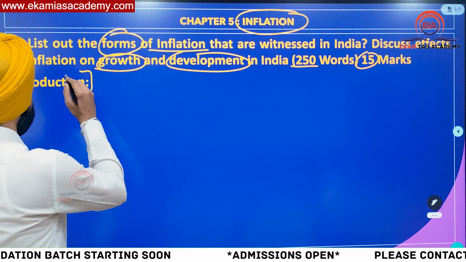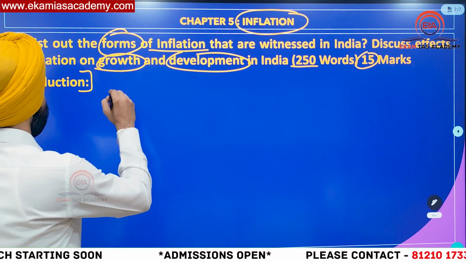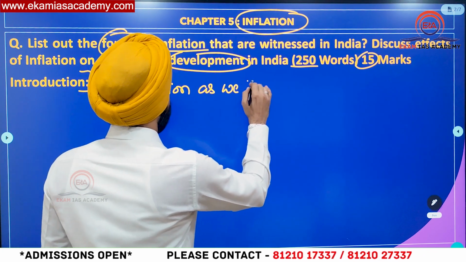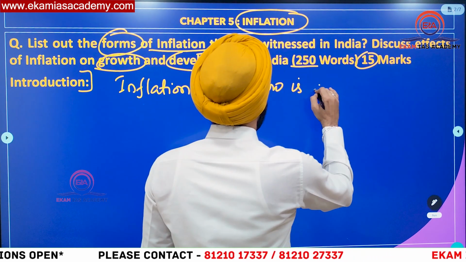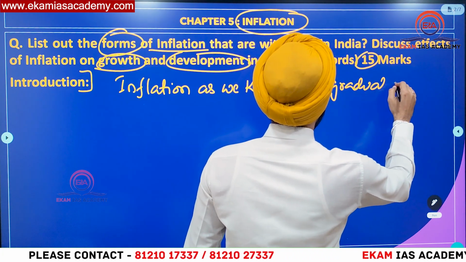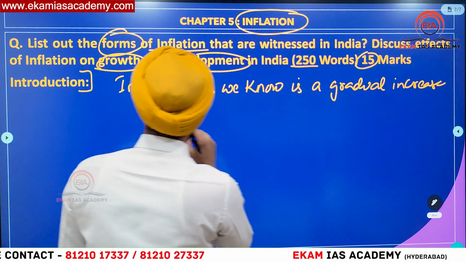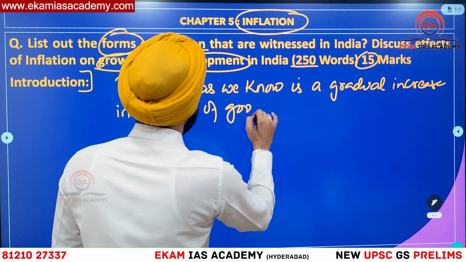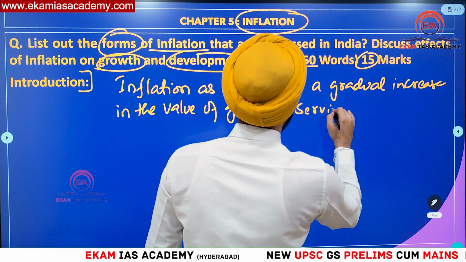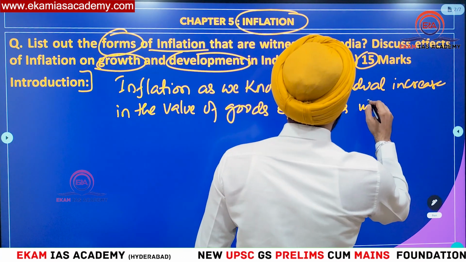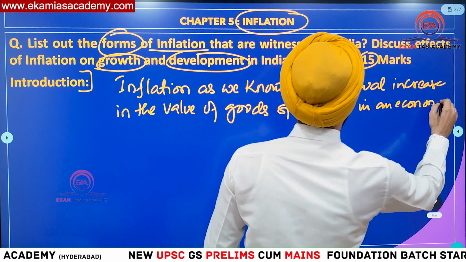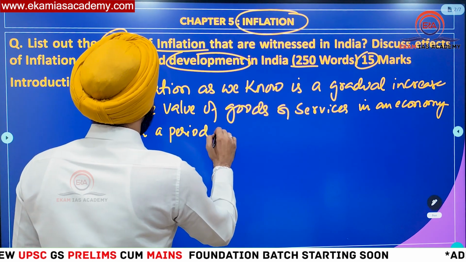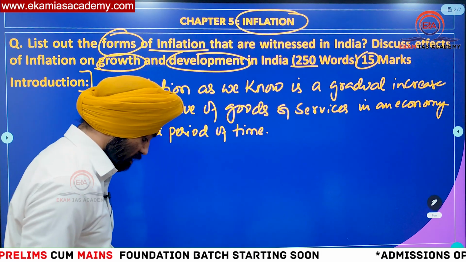Inflation, as we know, is a gradual increase in the value of goods and services in an economy over a period of time. Full stop. So we are defining inflation in our introduction.